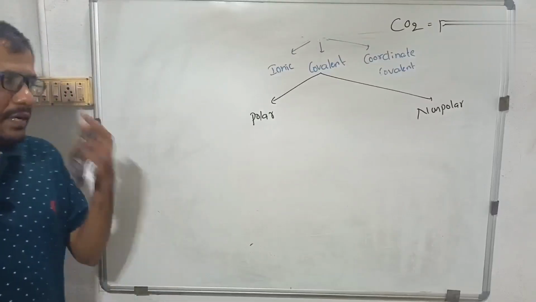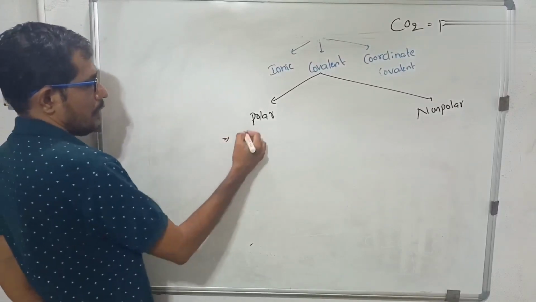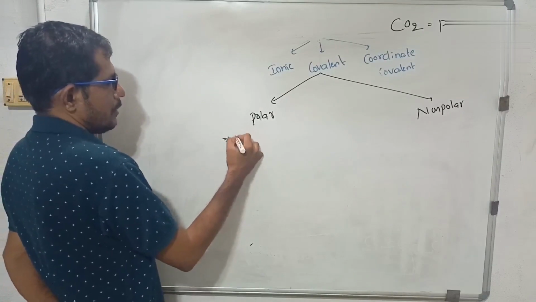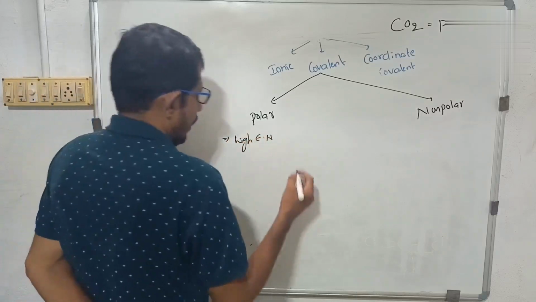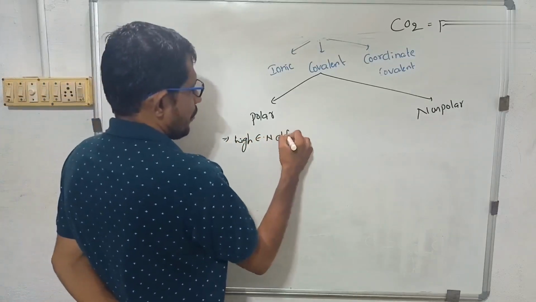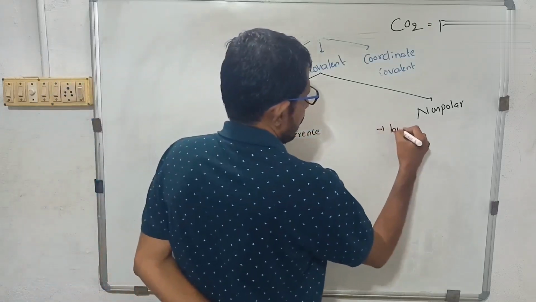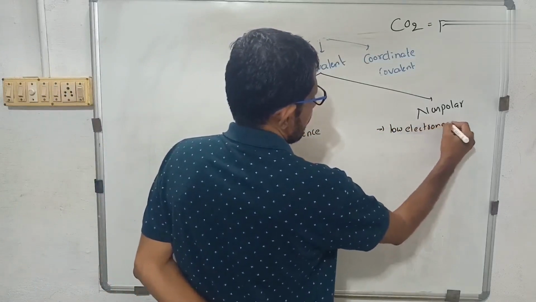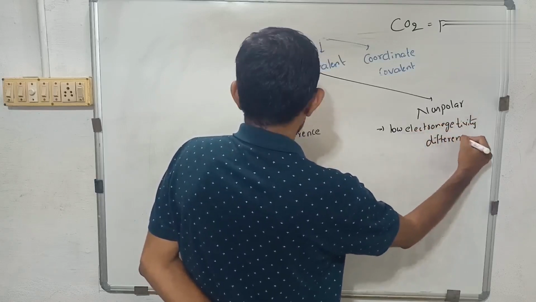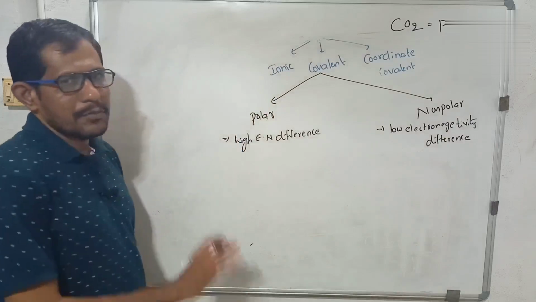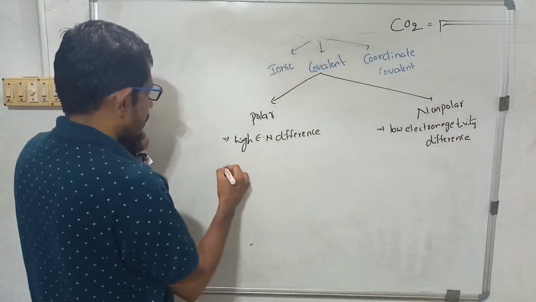If you check the properties of polar and non-polar compounds, polar compounds are generally formed by atoms with a high electronegativity difference between the two atoms. Non-polar compounds generally have a low electronegativity difference between the two atoms, right?